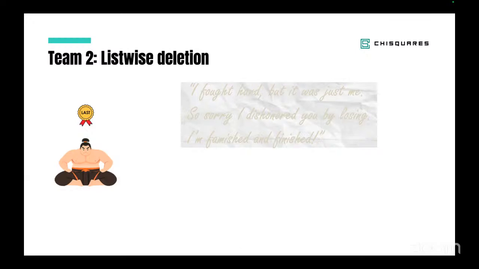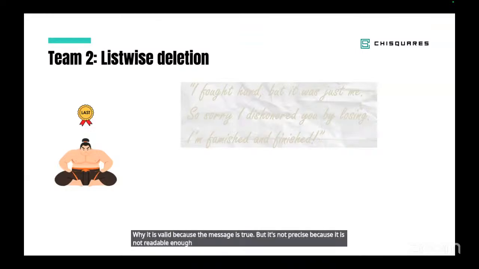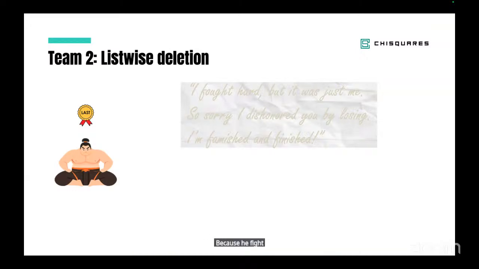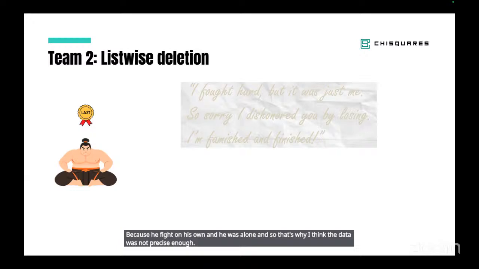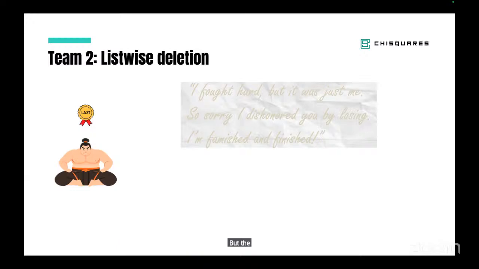Hello, Professor. I think his message is valid, but it is not precise. Why is it valid? Because the message is true. But it's not precise because it is not readable enough. It is not visible enough. Because he fought on his own and he was alone, and so that's why I think the data was not precise enough. But the data was true in itself.